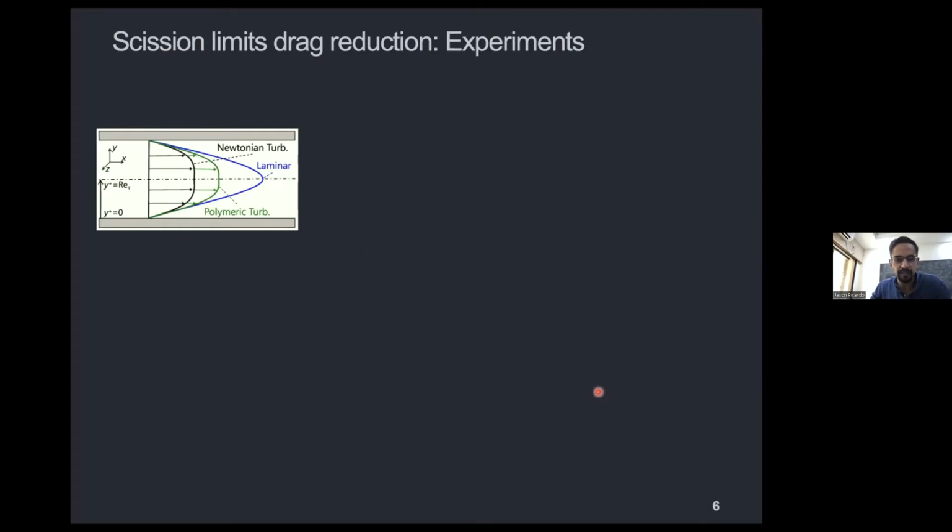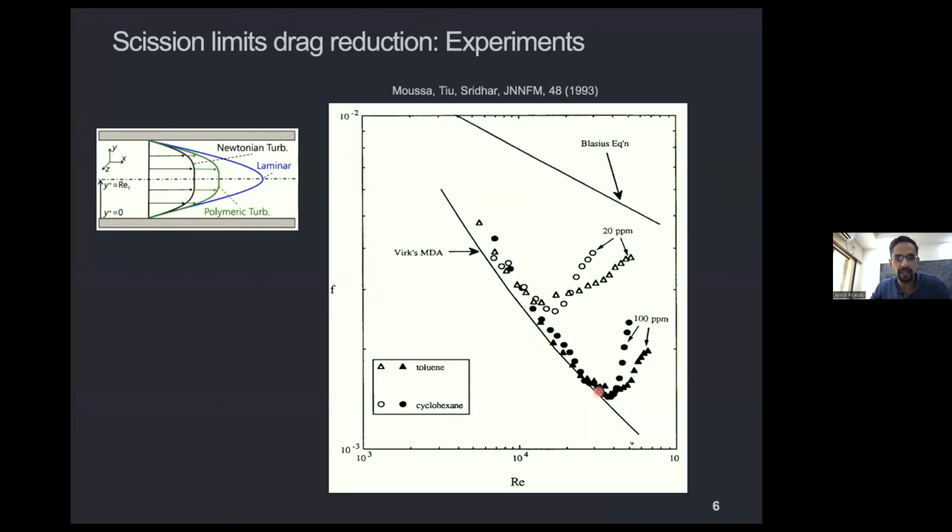But this is what we want to study. Okay, so let's look at experiments where this has been seen, this mechanical scission and loss of drag reduction. This is one of the early experiments that saw this effect.